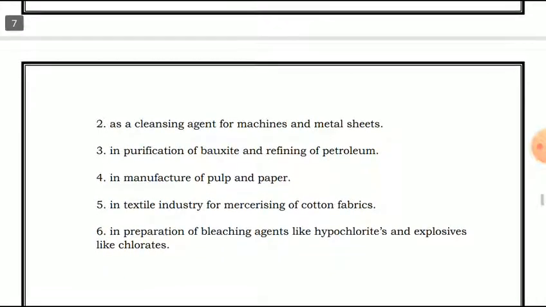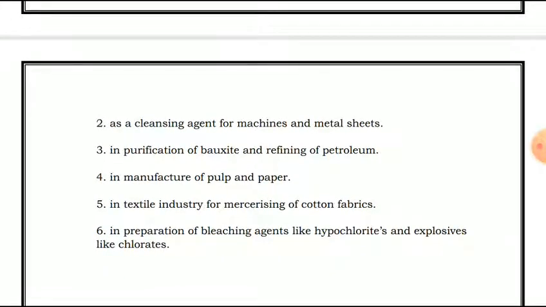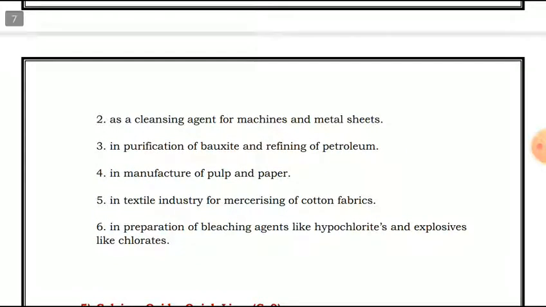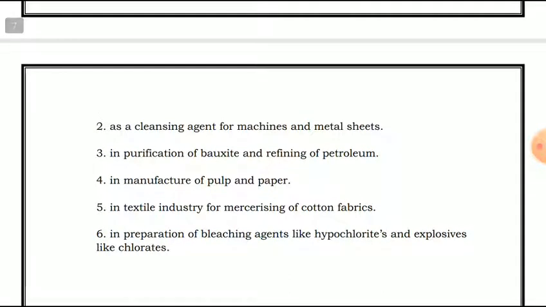Fourth one, in manufacture of pulp and paper. Fifth one, in textile industry for mercerizing of cotton fabrics. And last one, it is used in preparation of bleaching agents like hypochlorites and explosives like chlorates. So this is about the sodium hydroxide.